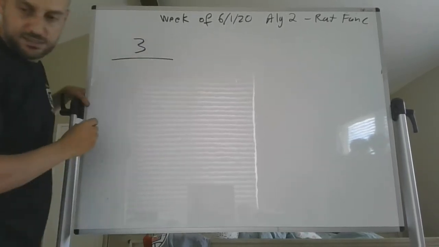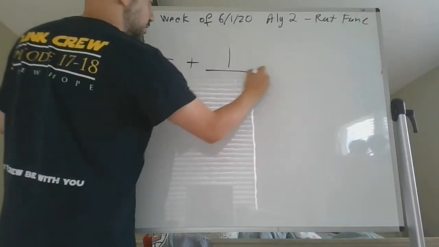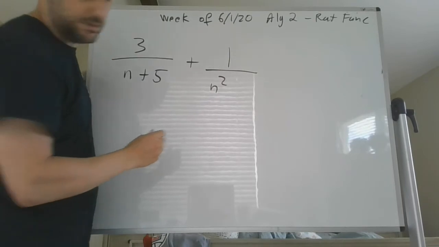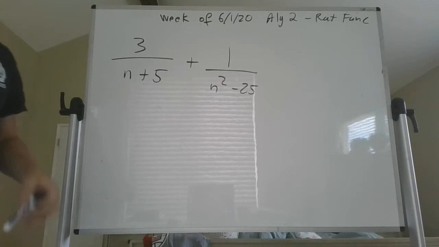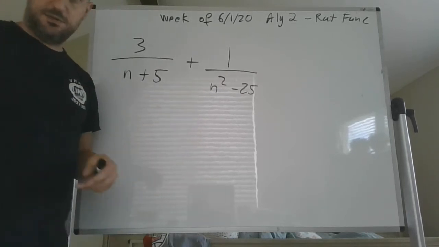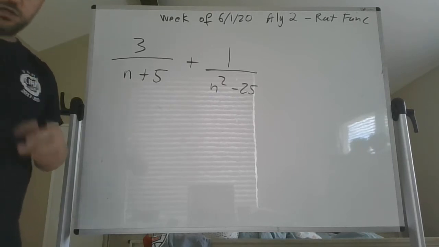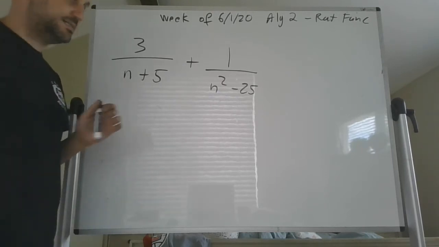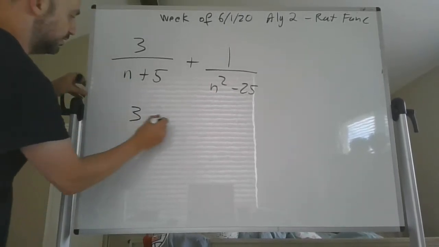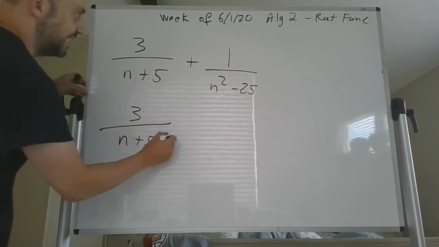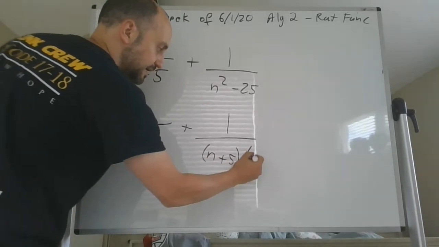What if I gave you something like this: 3 over n plus 5 plus 1 over n squared minus 25. Okay. Now you may be saying, whoa, this is not what I signed up for. This is a lot more hardcore. So yes, and you're absolutely right. But let's take a look at this. N squared minus 25, that should ring, red alarm should go off. That can be rewritten as n plus 5 and n minus 5.